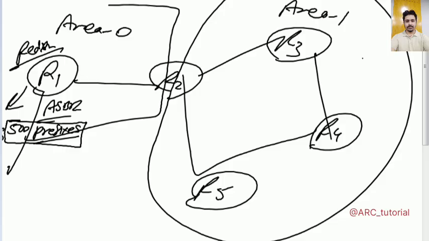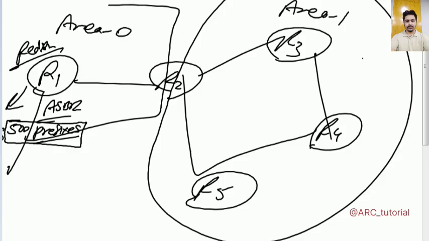Good. In the same manner, we also have totally stubby area. Actually, after defining your area as a stubby area, it will filter only and only type 5 LSAs. Along with type 5, it will also filter type 4, because if there is no type 5, then what will you do with type 4? Try to understand technically. That is why along with type 5, it will also filter type 4 after defining a stubby area. But still, it will receive inter-area prefixes.